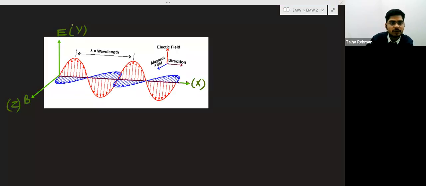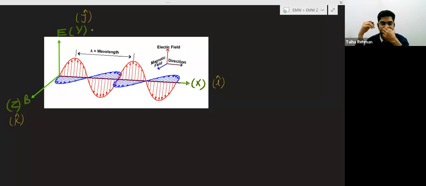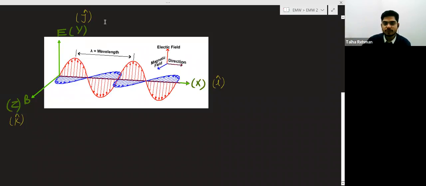What is the meaning of the y axis? Y axis means along j cap. What is the meaning of the x axis? I cap. What is the meaning of the z axis? K cap. These are the unit vectors. So the electromagnetic wave is basically an oscillating electric field and an oscillating magnetic field, so we will write the equation of the oscillating electric field and the oscillating magnetic field.